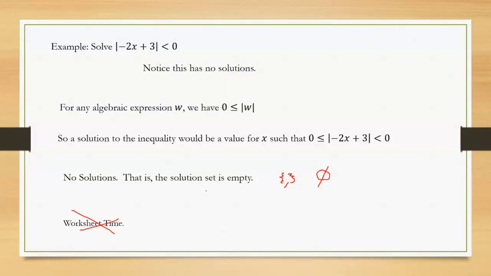Okay. So again, you can't have absolute value negative. Okay, anyway, let's now keep going.